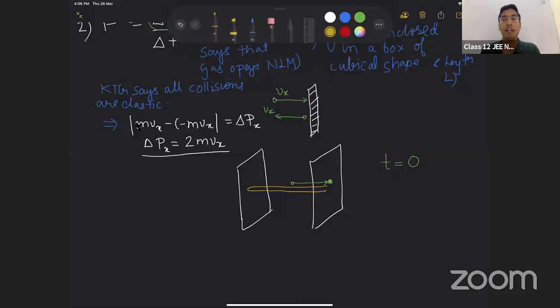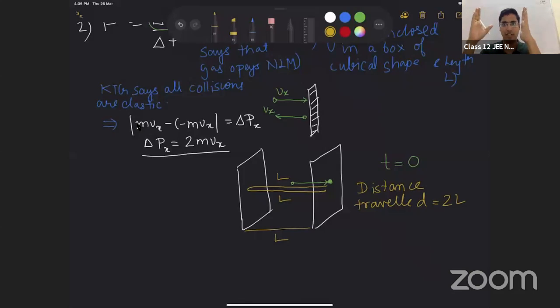from the previous wall. Now before the second hit, how much distance is it traveling? It's traveling L plus L because this cube is of length L. So the distance traveled is 2L. Is that correct? Click yes if you understand why the distance is 2L. Okay, most of you have understood this.